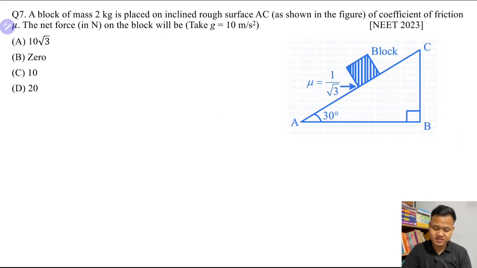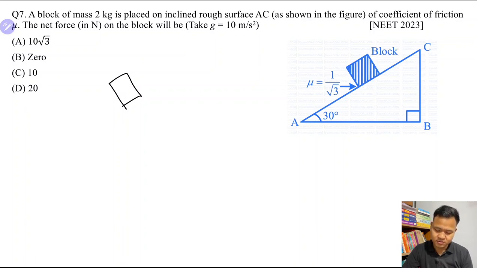Okay, a medical exam question also solved. So I have a block here. Question: a block of 2 kg is given on an inclined rough surface, mu is given as 1 by root 3. So coefficient of friction mu is given. So the net force on the block will be. So you have to find out the net force.